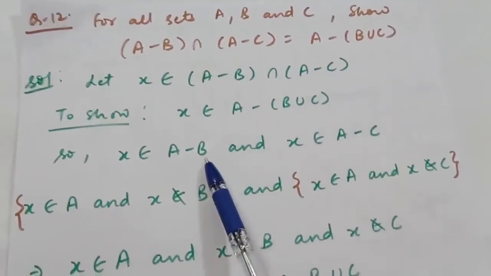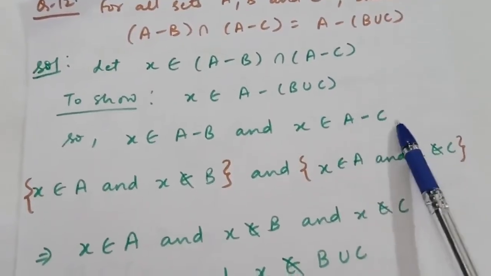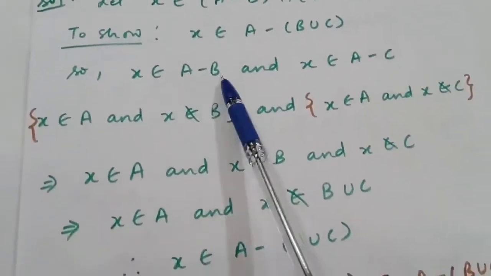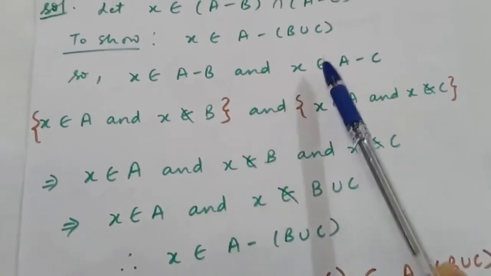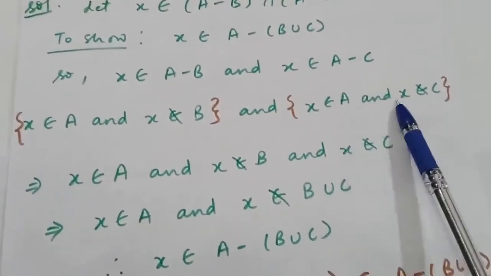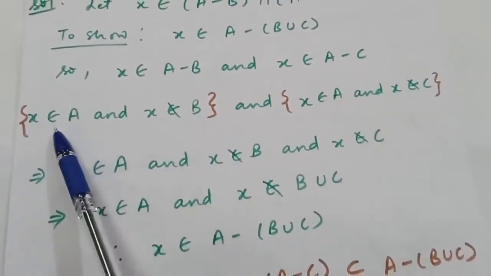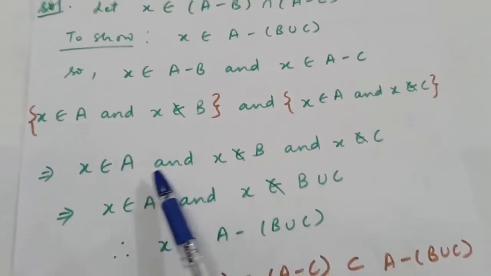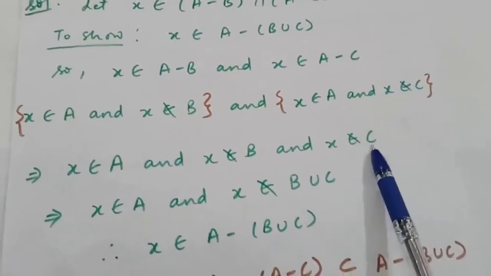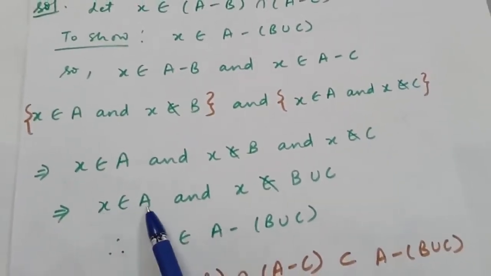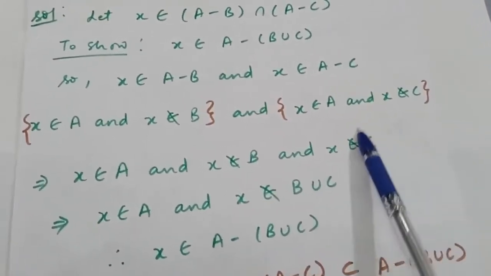Now since X belongs to the intersection of these two sets, this means X belongs to A minus B, and intersection means and, X belongs to A minus C. Now A minus B means that X belongs to A and X does not belong to B, and X belongs to A minus C means X belongs to A and X does not belong to C, right? Now combining these two results, X belongs to A and X does not belong to B and X does not belong to C. This means X belongs to A and X does not belong to B, nor does X belong to C.